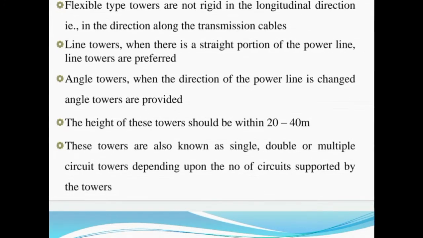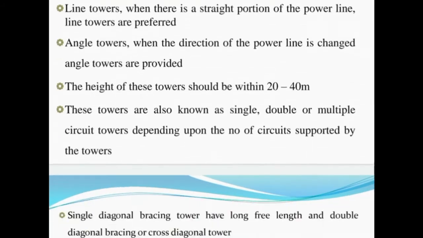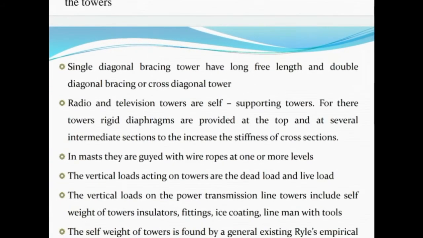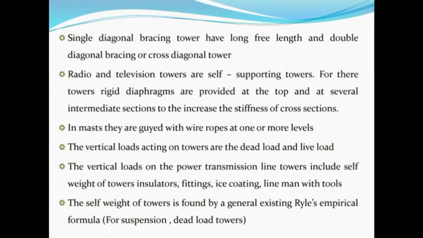These towers are also known as single, double, or multiple towers, depending upon the number of circuits supported by the towers. Single diagonal bracing towers have a long free length, and the double bracing are cross diagonal towers. For example, radio and television towers are self-supporting towers. For these, rigid diaphragms are provided at the top and at several intermediate sections to increase the stiffness of the cross sections.